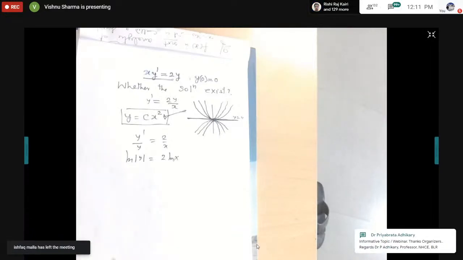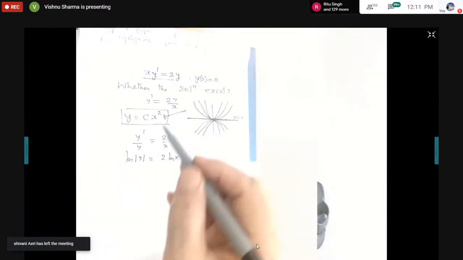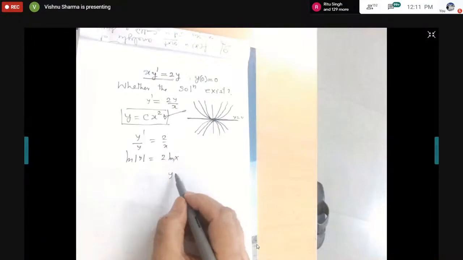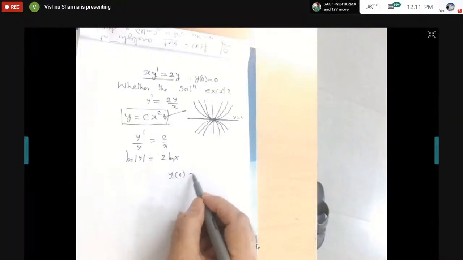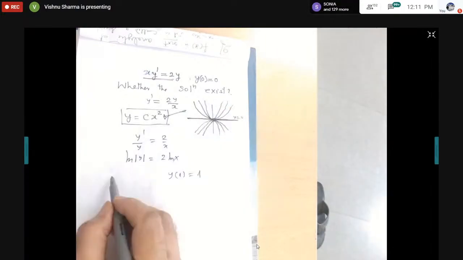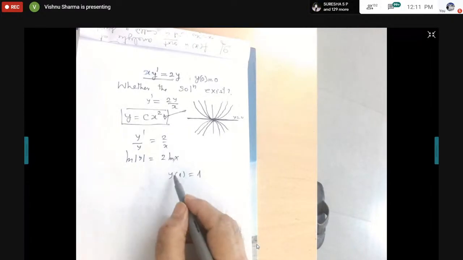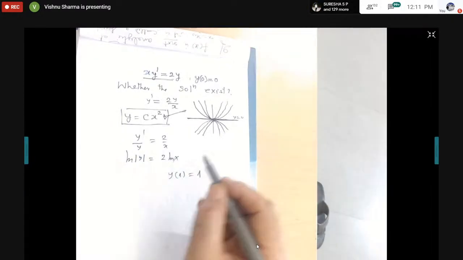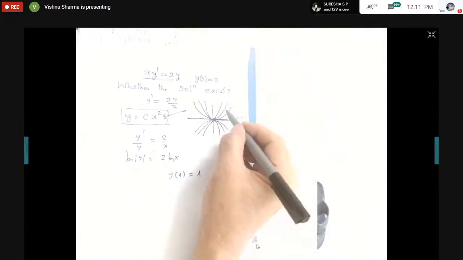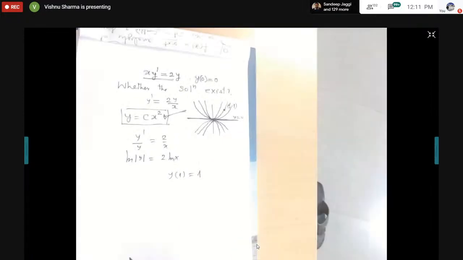Now you see, it is something which is very interesting. Suppose the initial condition is specified at 1, y(1) is equal to 1. What can be said about the solution? Or you think of a solution which passes through (1, 1). (1, 1) is this point. So what can be said about such a solution?